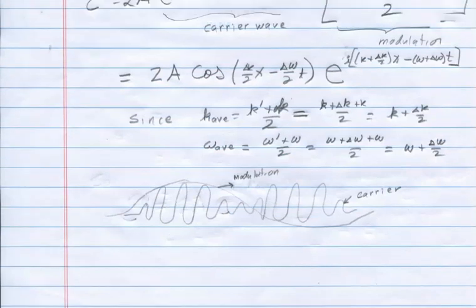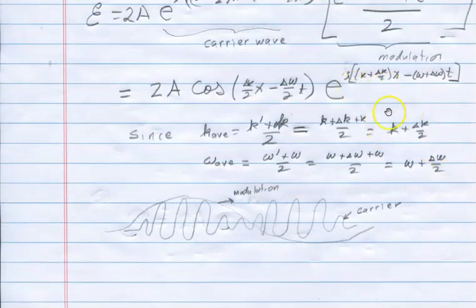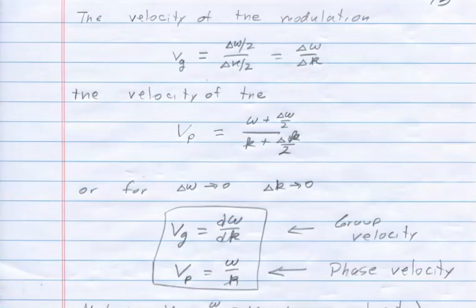On the other hand, if I'm looking at the carrier portion, that's this piece here, then I do the same thing. Omega over k is going to be omega plus delta omega over k plus delta k. And it becomes simply this. And that's the phase velocity. What you really do now is you let delta k and delta omega get very small, so they tend to zero, they become infinitesimals. And the group velocity is then d omega dk.